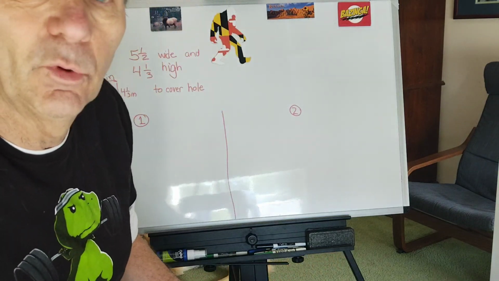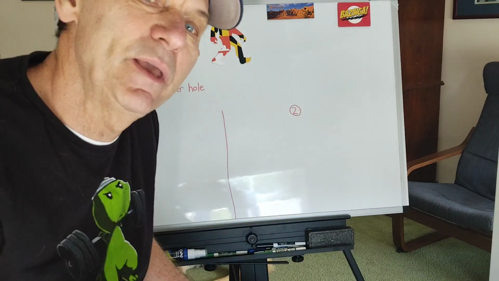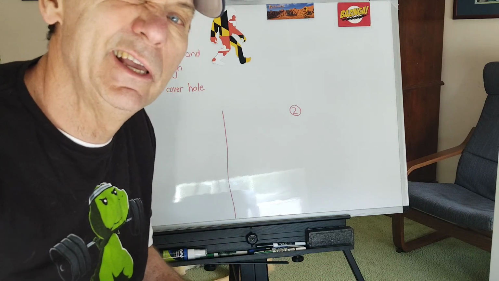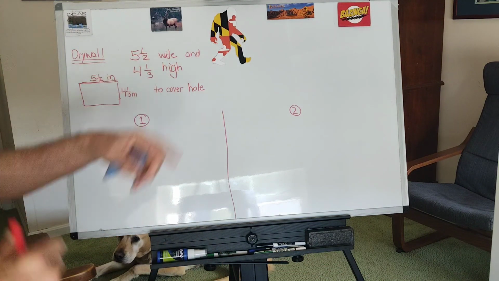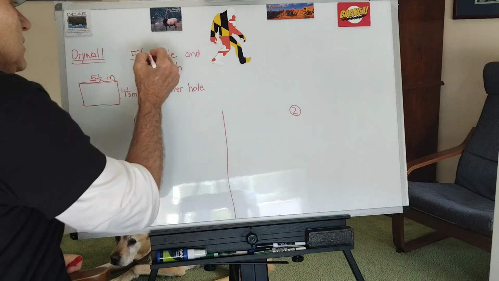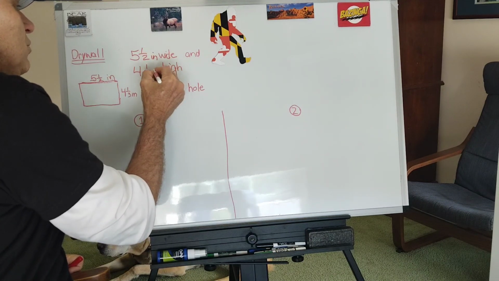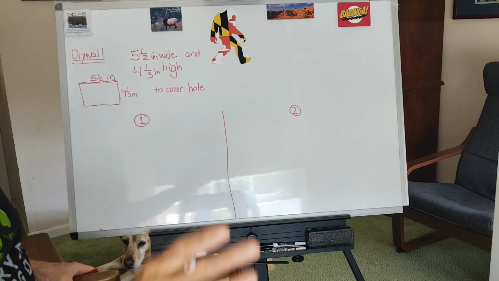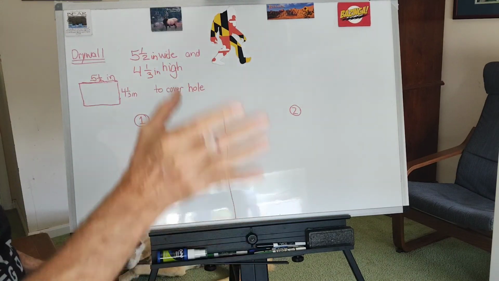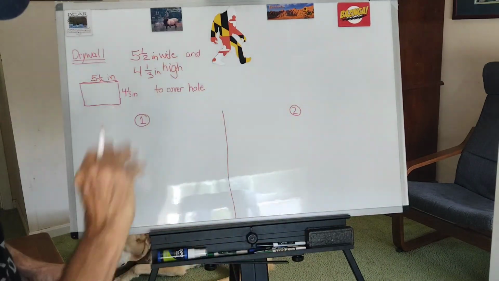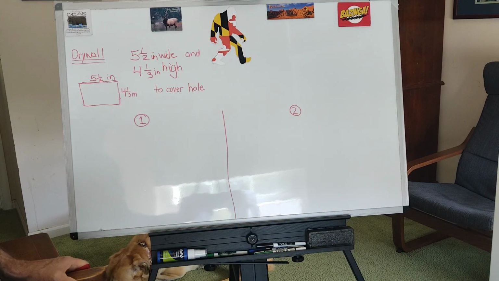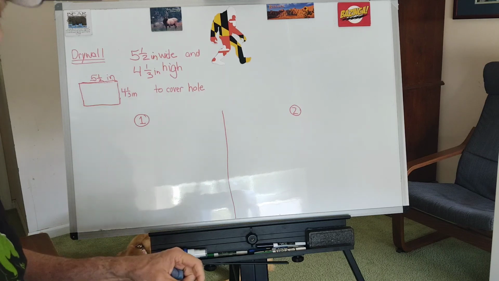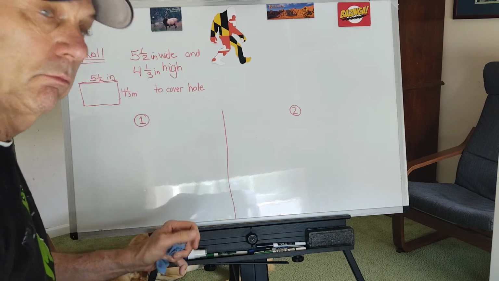So what I did was I measured how much space I needed to make sure I covered it well. And the space was 5.5 inches wide and 4 1/3 inches high. And so I want to know what would be the area of something that I would have to use to cover that up? Well, believe it or not, that's a multiplication problem. Especially if I wanted to paint it over.